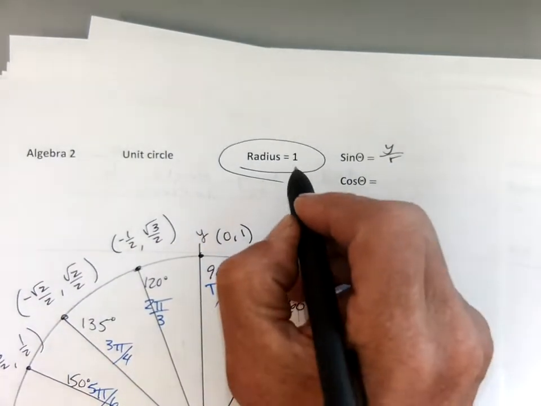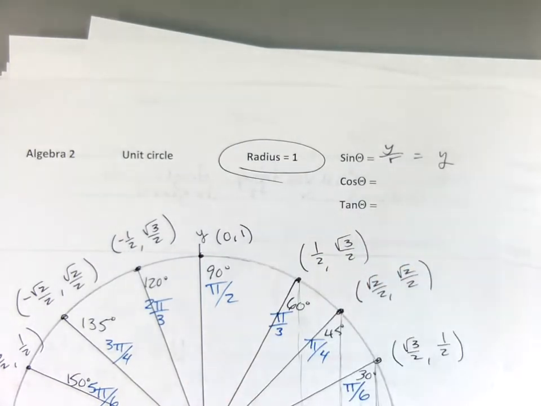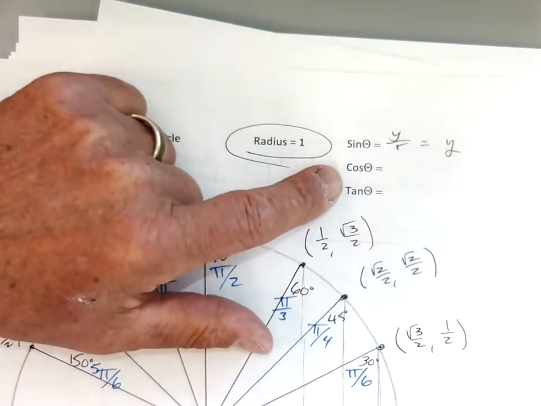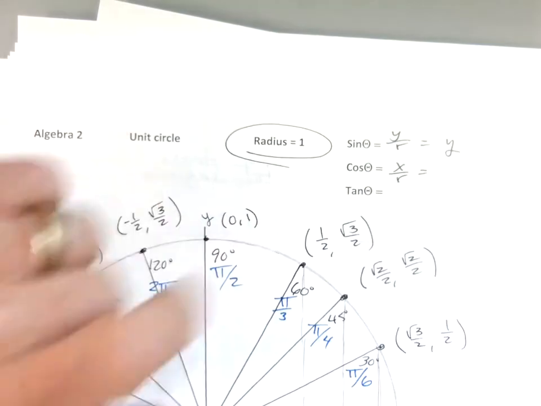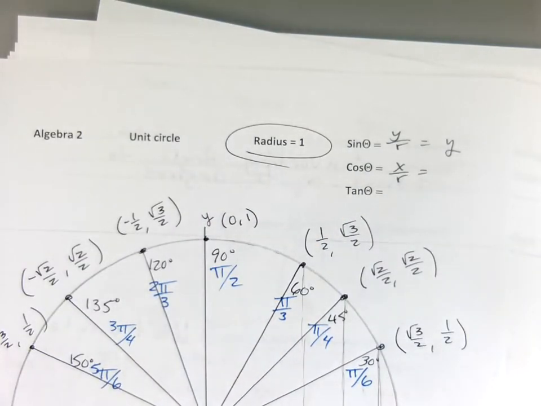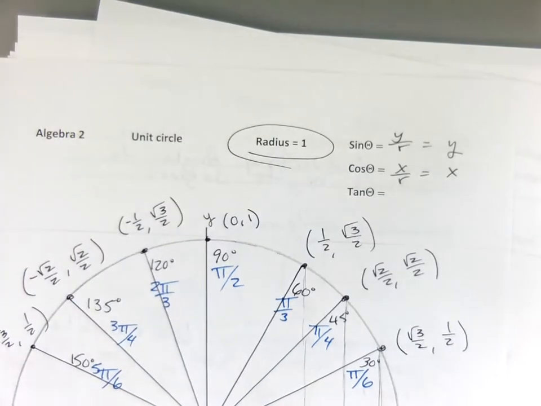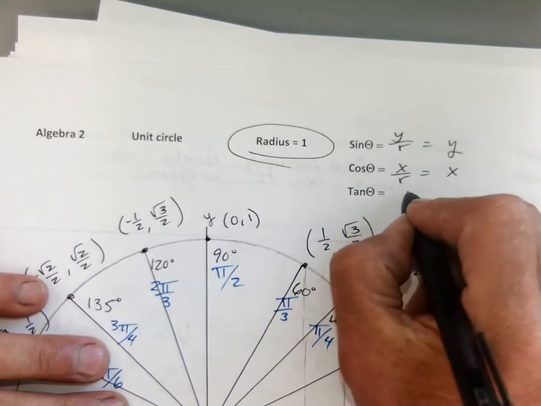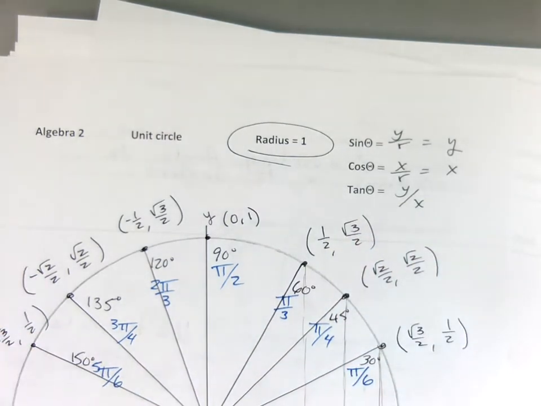But since the radius is 1, the sine value is just the y value of the coordinate, okay? The cosine value we know is the x over the radius. We learned that in our notes, but since the radius is 1, it's really just the x value, okay? The tangent really is the y value over the x value, okay? And that's all we can do with that, but we'll try and make some simplifications, okay?